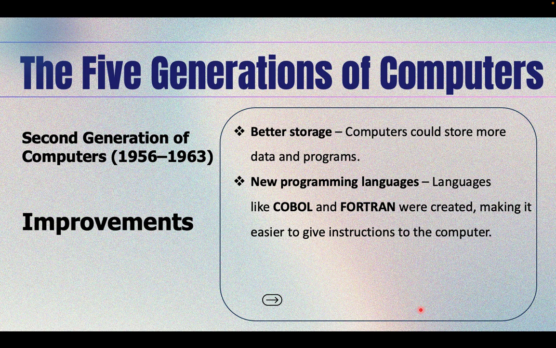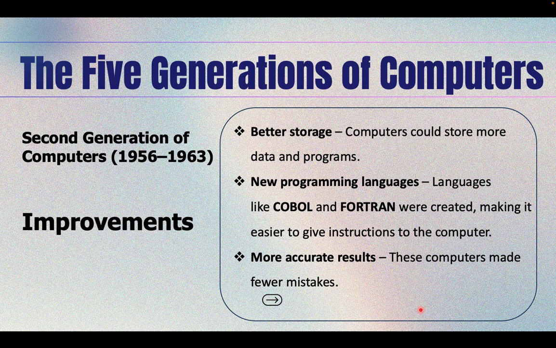That gives the computer some instructions to perform. We said that computers work under a set of instructions. So the first programming languages were introduced, COBOL and then Fortran, which makes it easier to give instructions, so that the computer can work under them more accurately. And more accurate results as compared with the first generation. Computers make fewer mistakes when you compare them with the earlier generation.